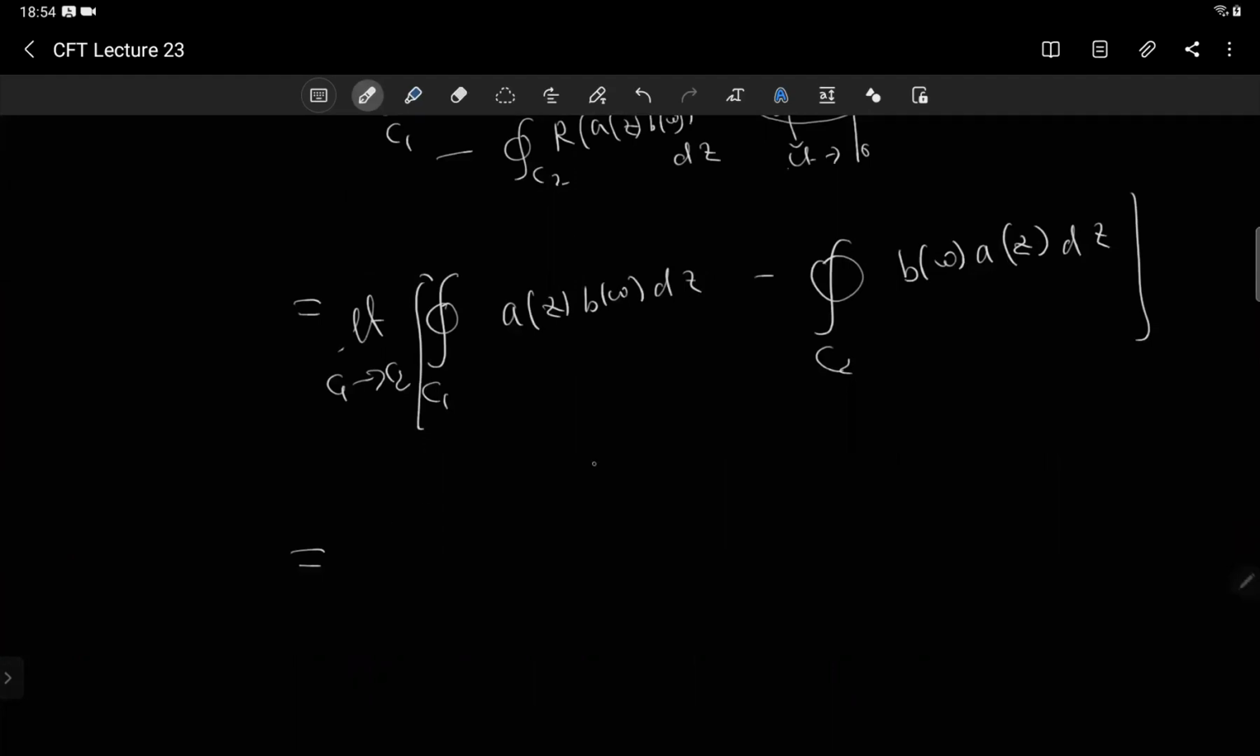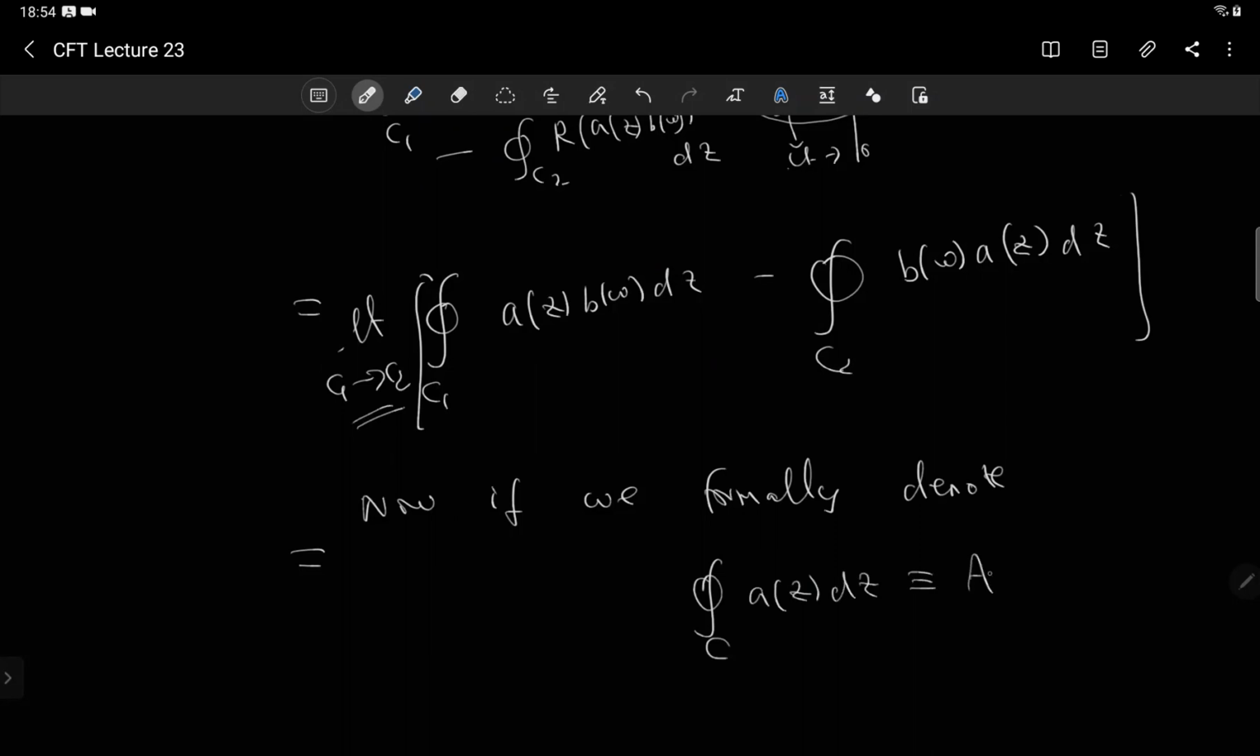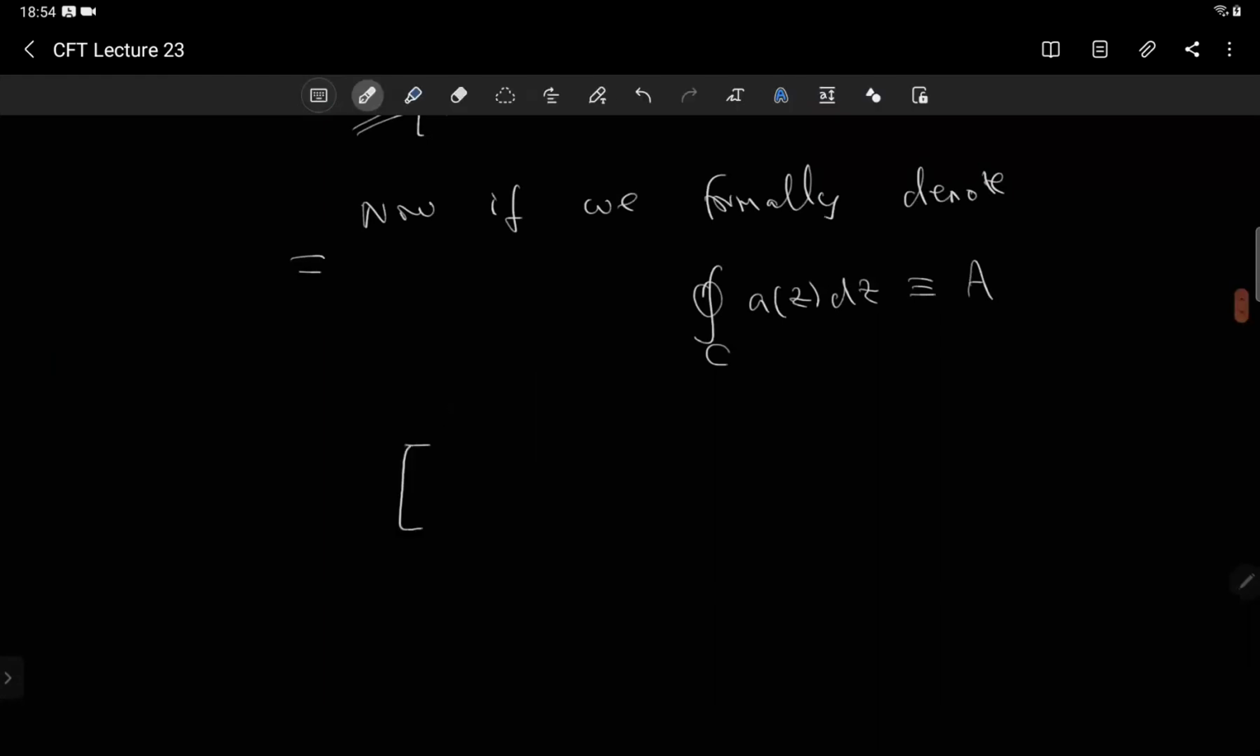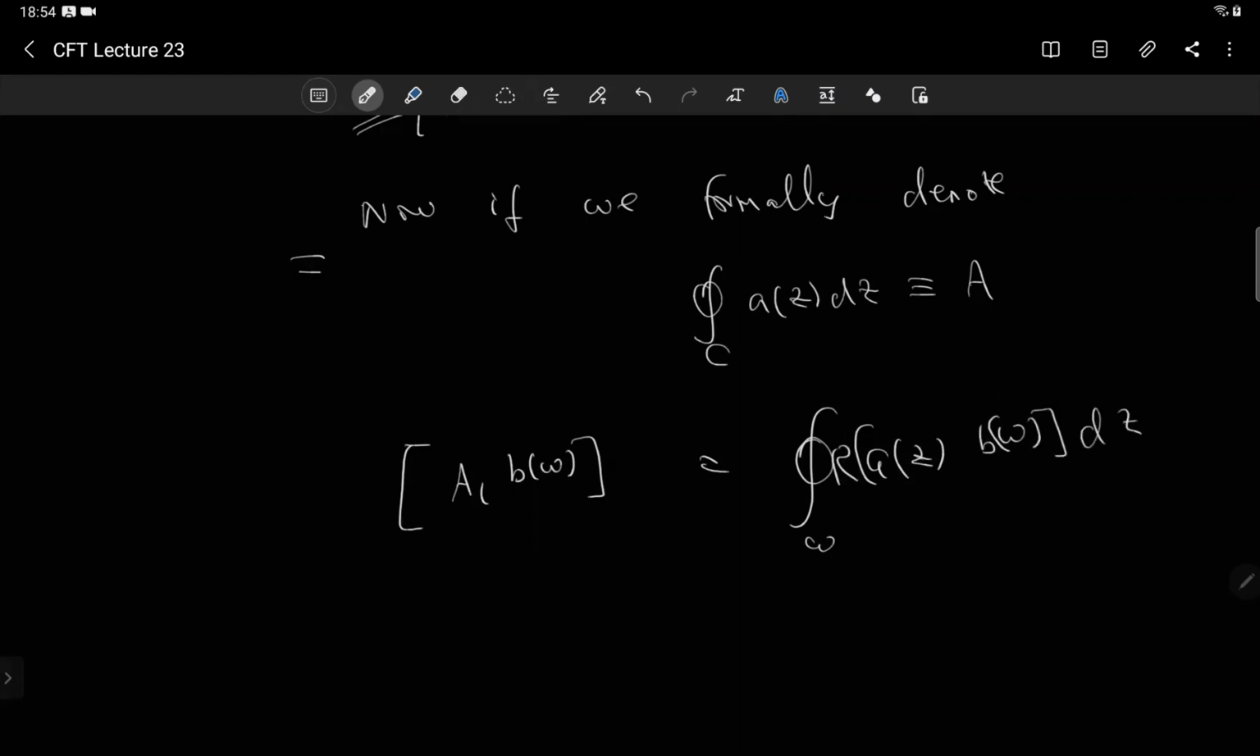So now if we formally denote the integral of C, the limit when C1 goes to C2, and if I call this formally A, then we can write this expression formally as A comma B omega. So this is the object which is the integral around omega of A(z), radial ordered with B(omega), dz. Where A is this operator.